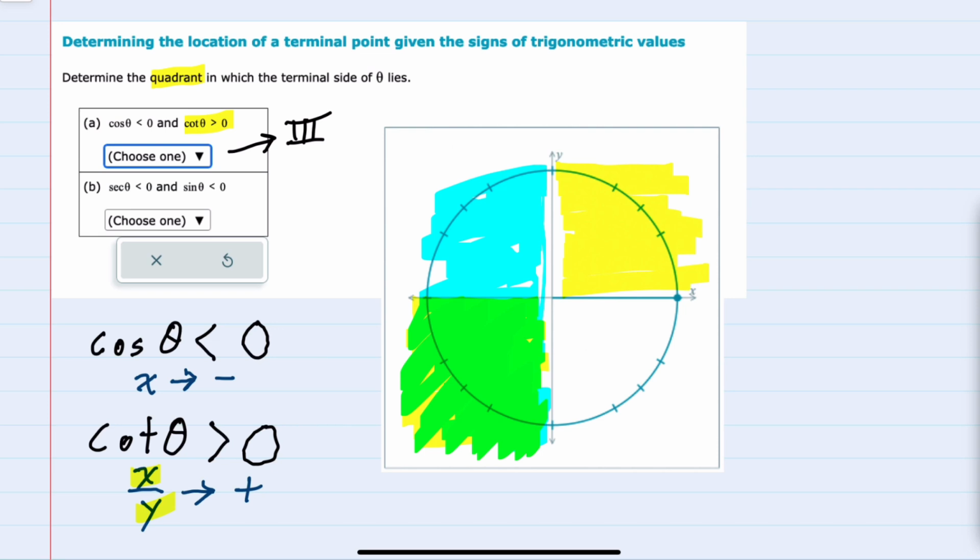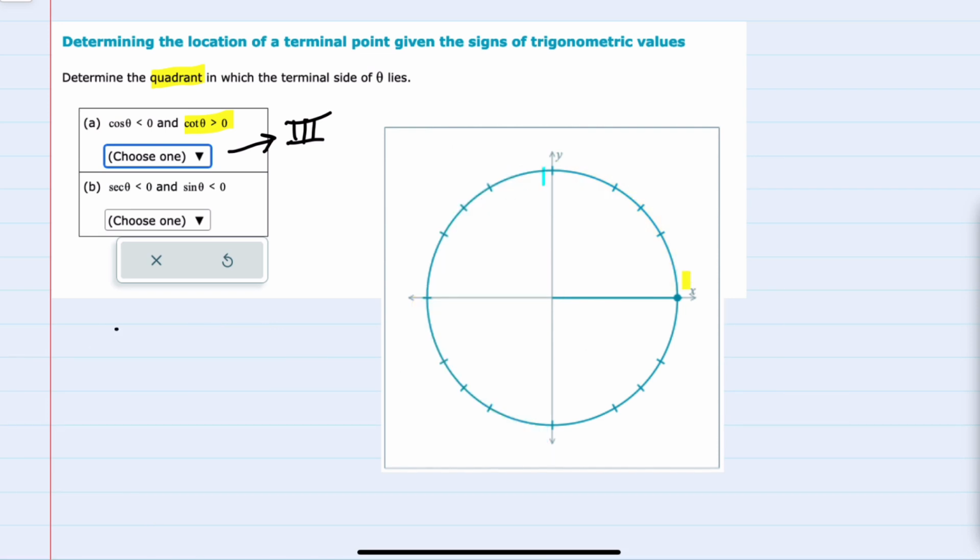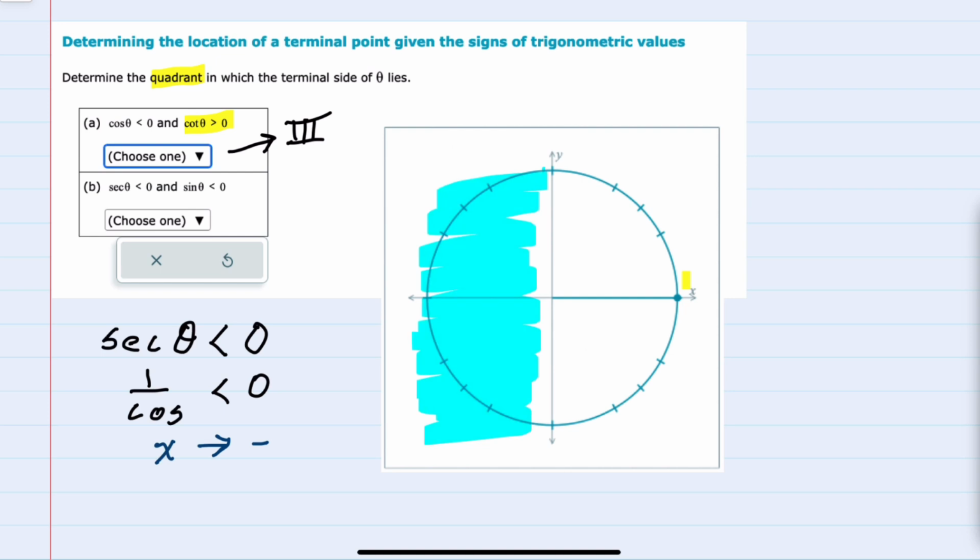Looking at B, here we're told that the secant of theta is less than 0. Secant being 1 over cosine is less than 0, means that cosine must be less than 0. So x is, again, negative here. So the left-hand side of the unit circle.